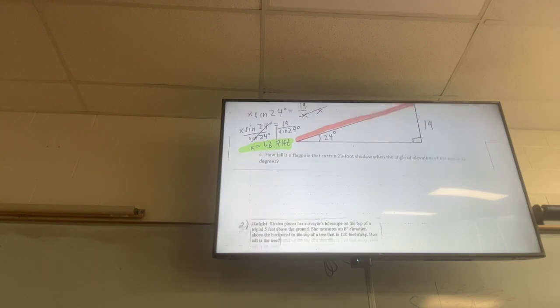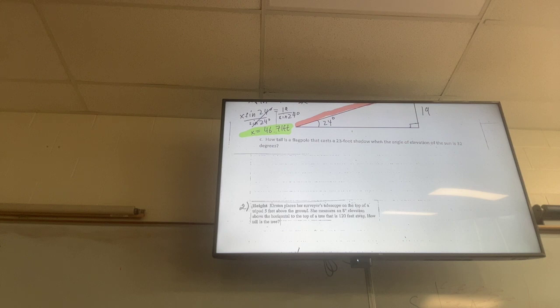All right, how tall is the flagpole that casts a 23-foot shadow? What do you think we're going to do? Draw a flag. Draw a right triangle.